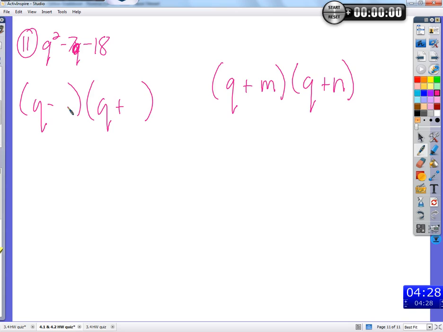Okay, so think of two numbers that have a difference of 7 because we're gonna subtract them. 9 and 2. Not 6 and 3, that's a difference of 3. Not 18 and 1, that has a difference of 17. 9 and 2.